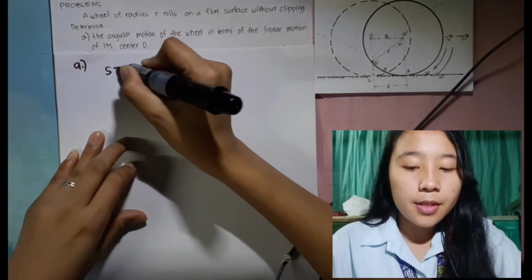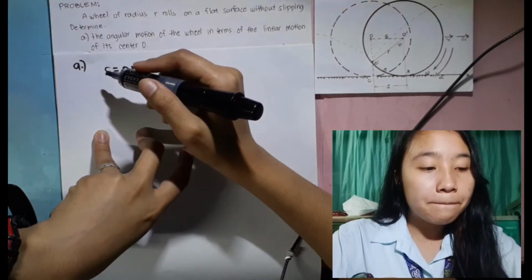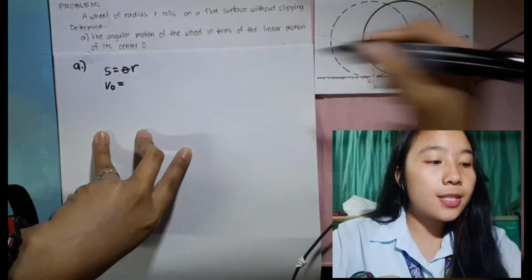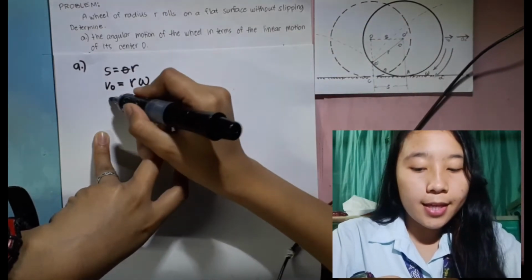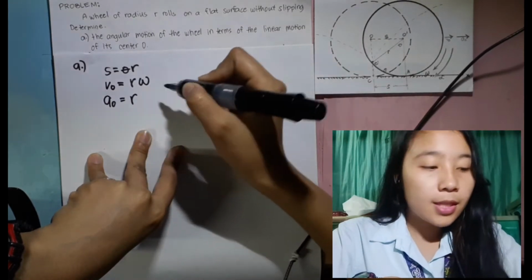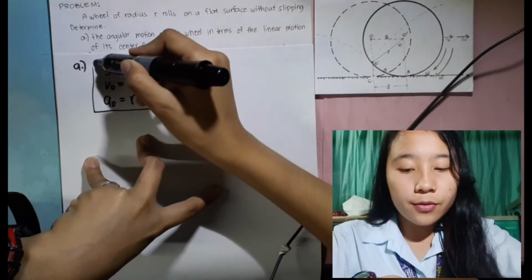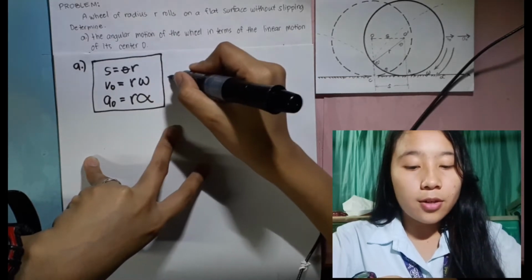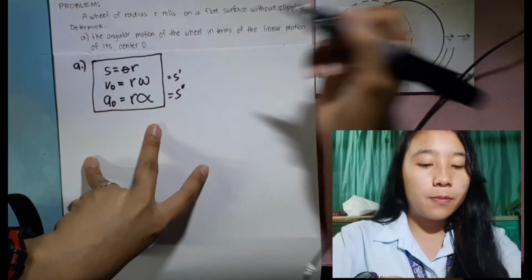So we can say now that S is equal to theta r, and we can say V sub O, or initial velocity, is equal to radius times omega, and the initial acceleration is equal to radius times alpha. So this is our answer for letter A. We can see that r times omega is also equal to S prime, and radius times alpha is equal to S double prime.